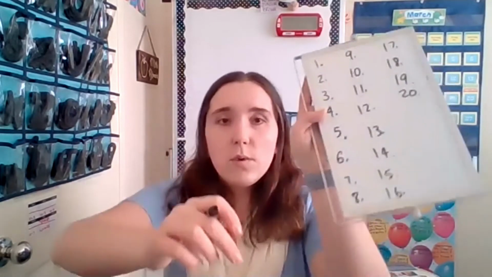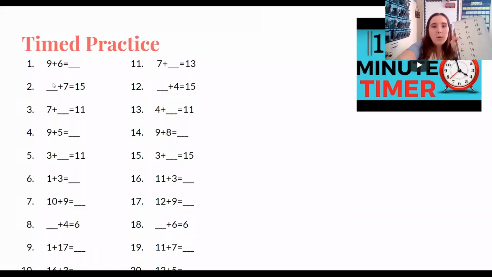So notice, friends, once you have your paper numbered, you are only finding one missing number in these facts. So sometimes you're going to find the sum, which is the answer to the addition problem. Sometimes you're finding the missing addend, which is the missing number. You are going to write that number on your spot. So for number 2, I'm going to write the missing number next to it. So if I think 6 plus 7 equals 15, next to number 2, I'm going to put a 6. And then I'm going to go on to the next one. That is all you are writing on your paper or on your whiteboard for this.